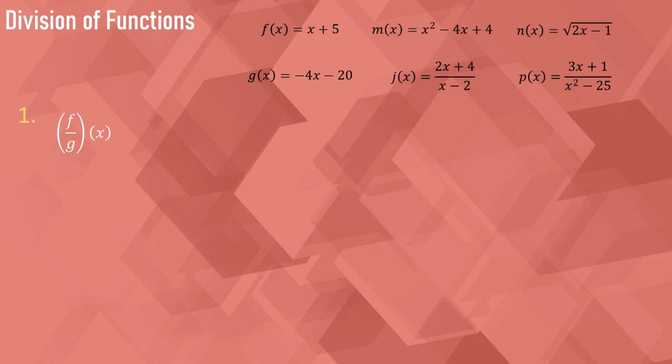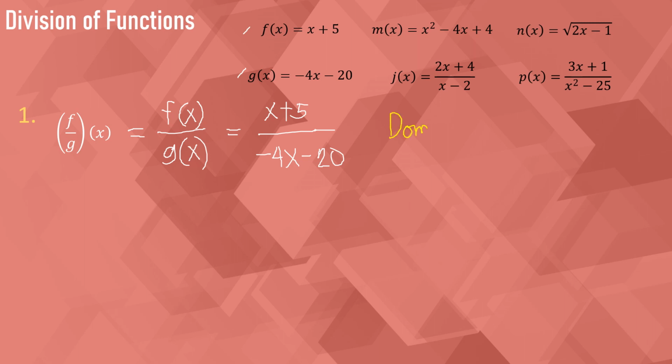So here on the first function, we recognize the two functions f and g because that is indicated here. This is equal to f of x divided by g of x. So we just need to substitute the value of f of x, which is equal to x plus 5, and substitute g of x is equal to negative 4x minus 20. Now, before we proceed, as we try to simplify that, we need now to identify the domain of this function. So what is the domain of the function?